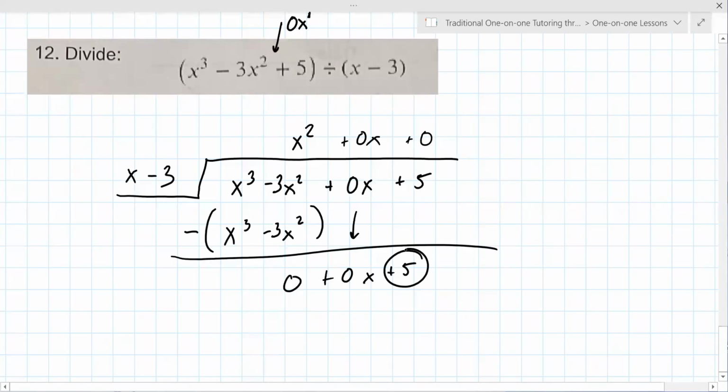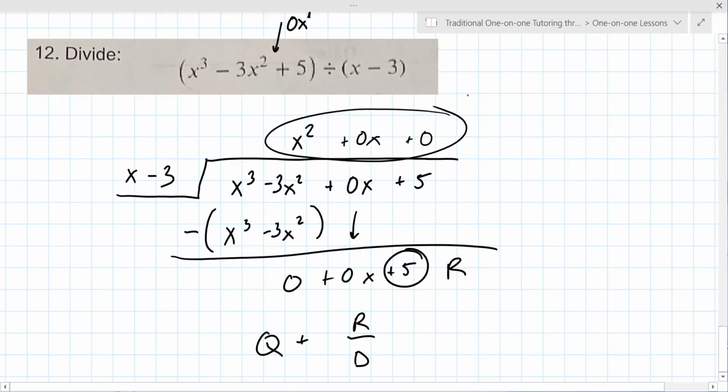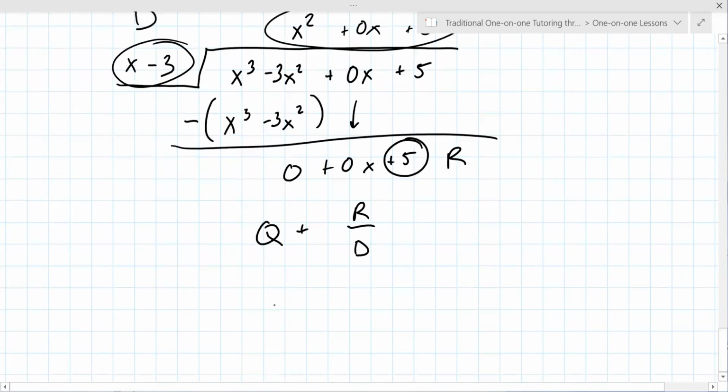So the answer here is, and it's written this way, quotient plus remainder over divisor. This is your remainder. This is your quotient, and this is your divisor. So your instructor's looking for x squared plus 5 over x minus 3.